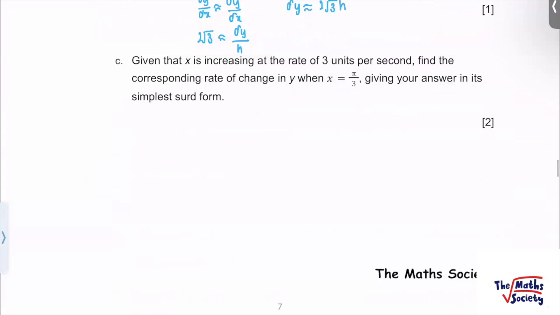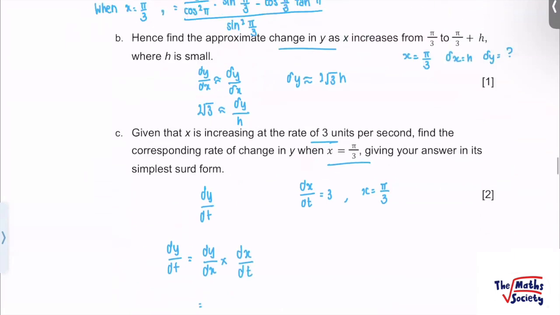And it says that given that x is increasing at 3 units per second, find the corresponding rate of change in y when x is equal to pi by 3. So firstly, a rate of 3 units means dx by dt is going to equal 3 when x is equal to pi by 3 as well. And you want dy by dt. So dy by dt is equal to dy by dx multiplied by dx by dt.